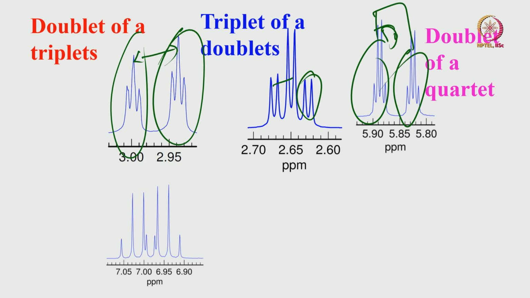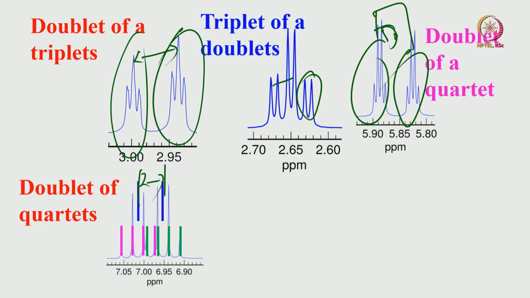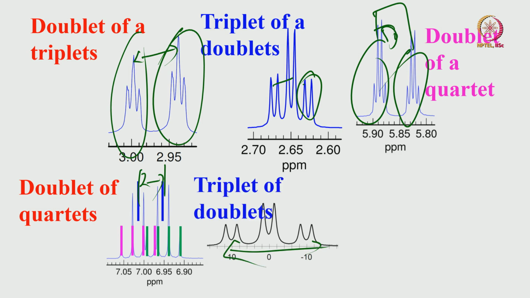And this one again, this line central to this line is a doublet and then each line of this doublet is split into quartets like this. So, it is called doublets of quartets. What about this one? Very easily you can identify. It is similar to what we saw here, only the spread is larger, it is also triplet of doublets, larger separation is triplet.